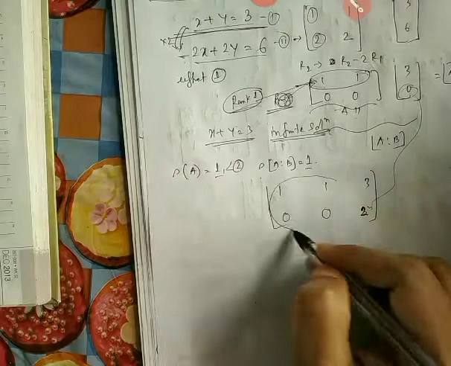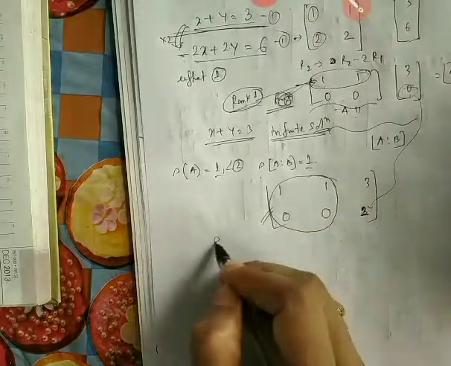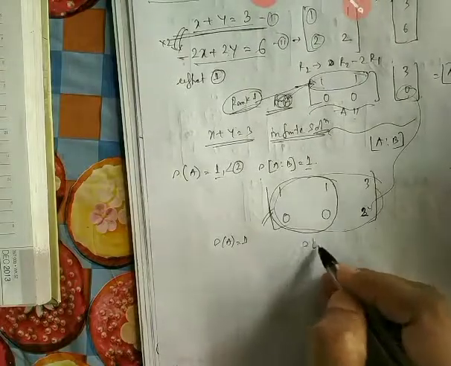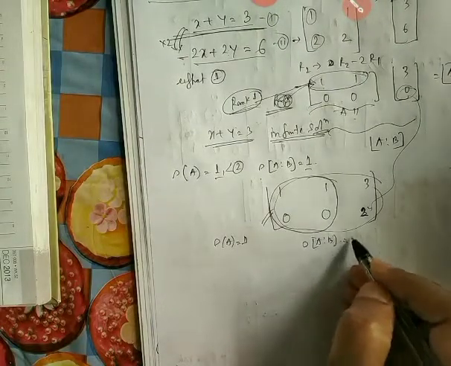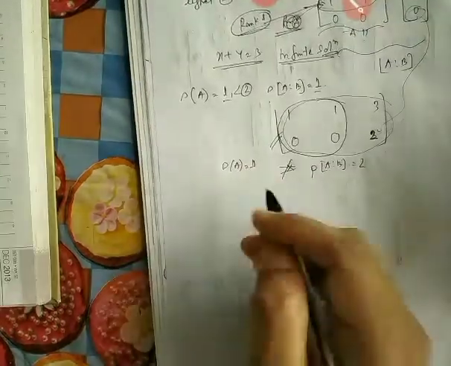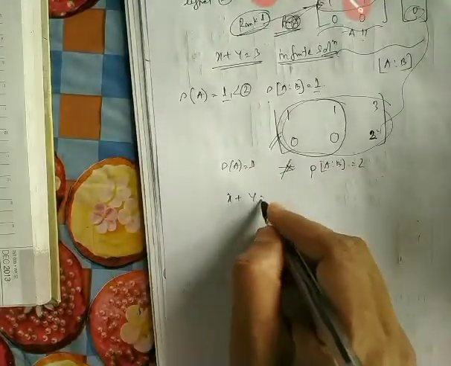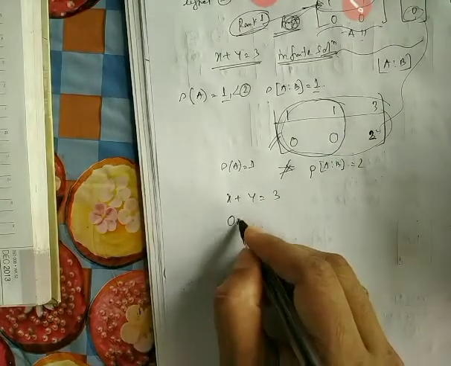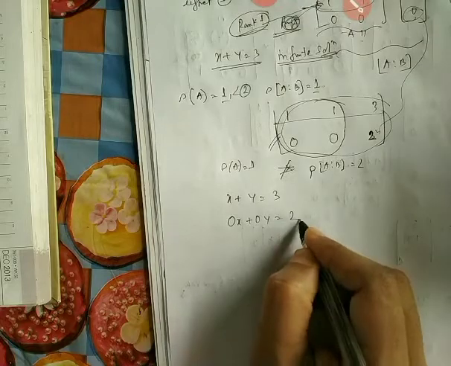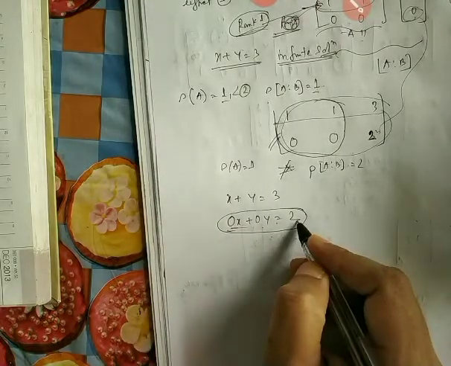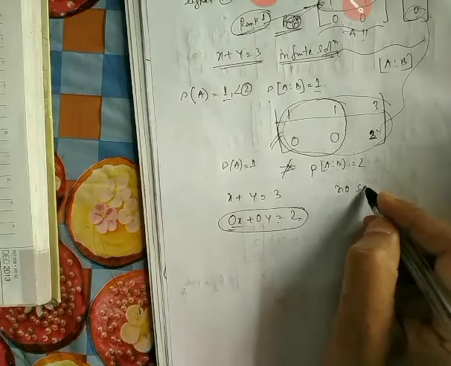So the rank of A, if you see only this one, is 1. But the rank of AB is 2. So both are not equal. If you see the equation, what is the effect? The equation is something like this: x plus y equal to 3, the first equation holds, that is okay. And the second equation is 0 into x plus 0 into y is equal to 2, which doesn't make any sense. 0 plus 0 cannot be equal to 2. That means no solution is possible here.